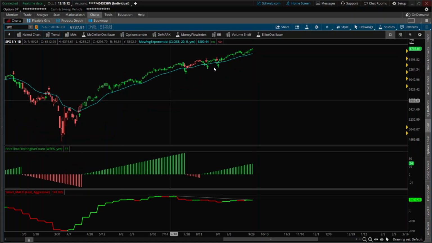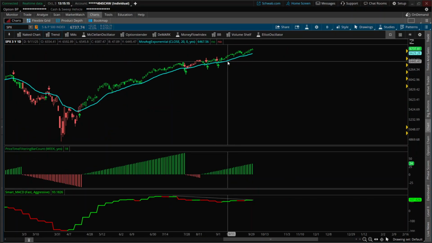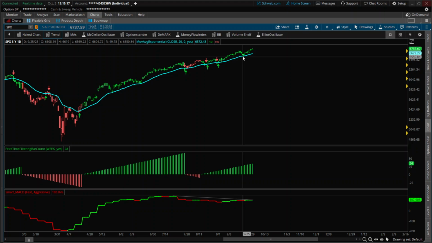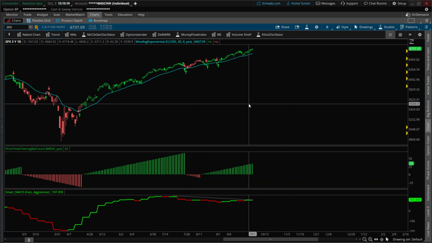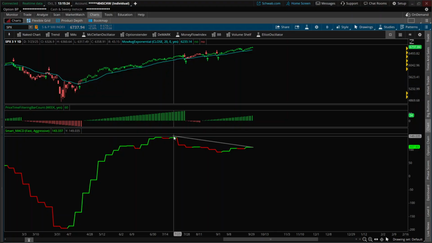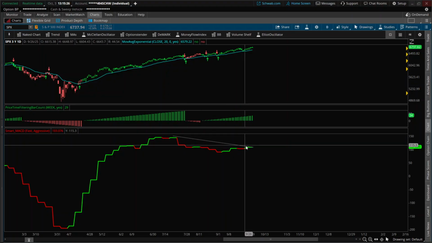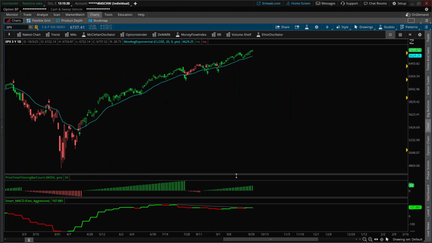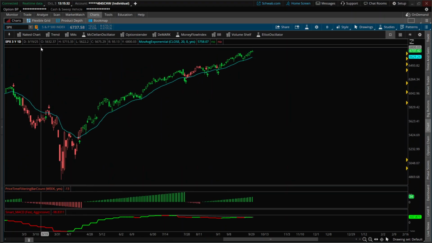So here's our trend indicator. We're well into the green, bounced off that 20 exponential moving average. We are getting on our smart MACD, we have that divergence that continues to form here. We'll continue to monitor that throughout the daily analysis that we do.